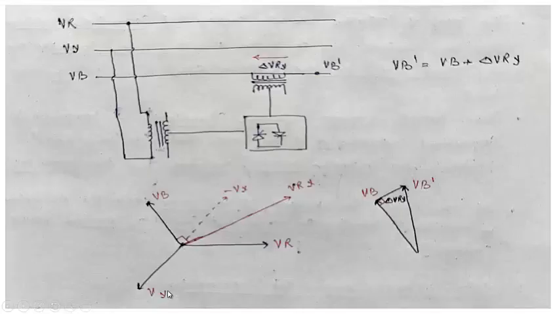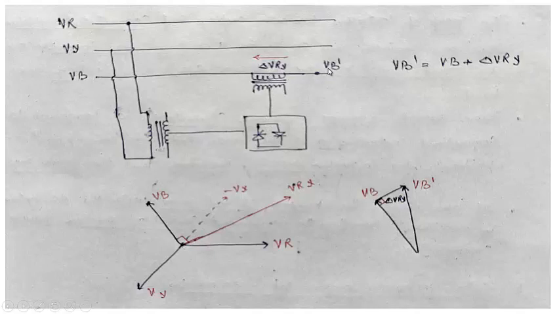So let us say we have this system VR, VY and VB. We are taking a line voltage VRY to this transformer, and we are controlling its voltage through thyristors and giving its output to another transformer which is in series with VB.